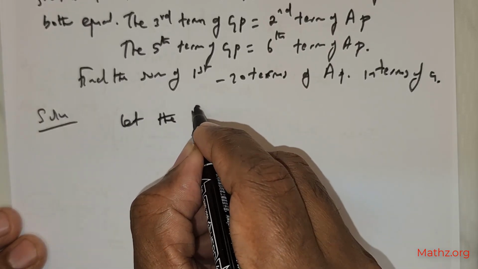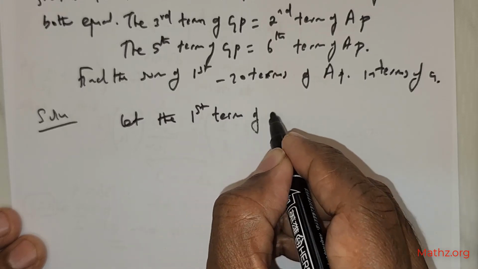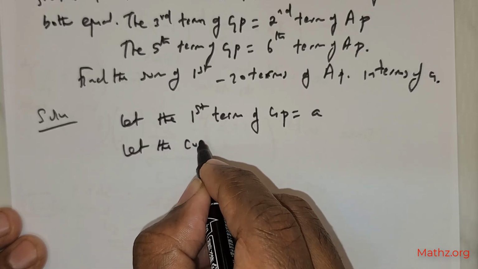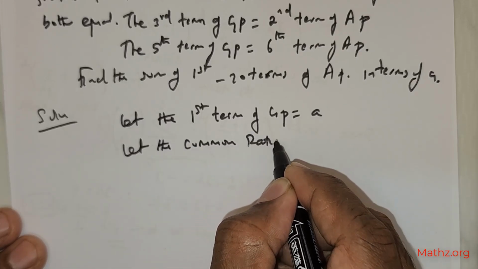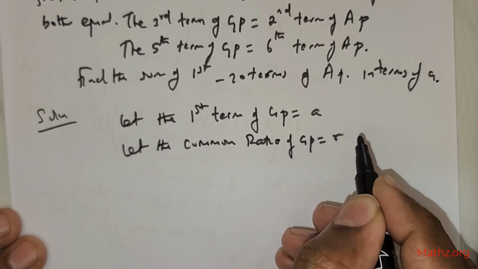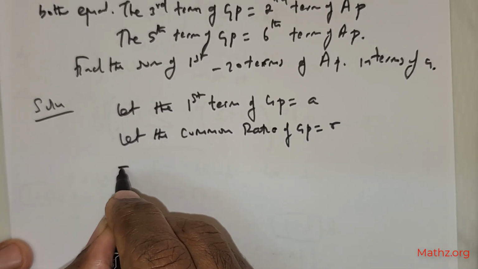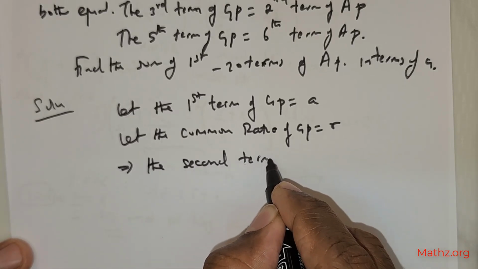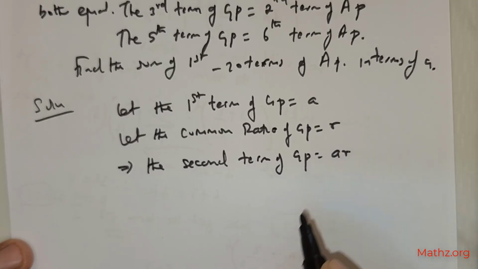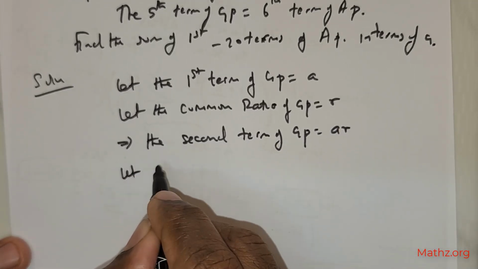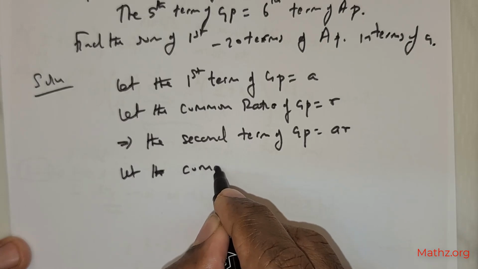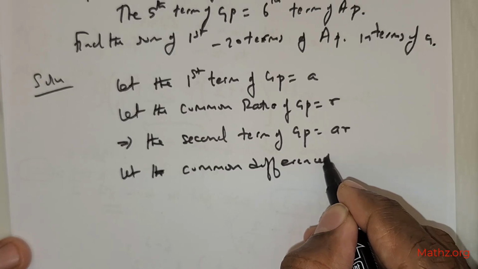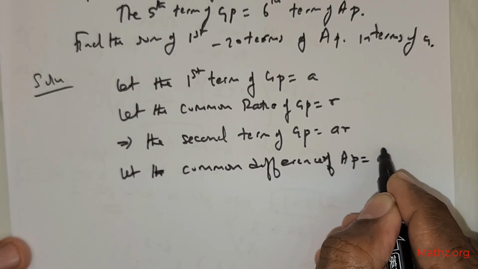Let the first term of GP be equal to A. Let the common ratio of GP be equal to R. So this means the second term of GP is A times R. Let the common difference of AP be equal to D.